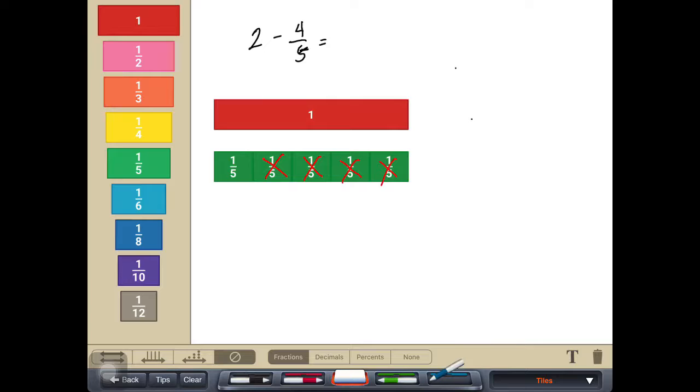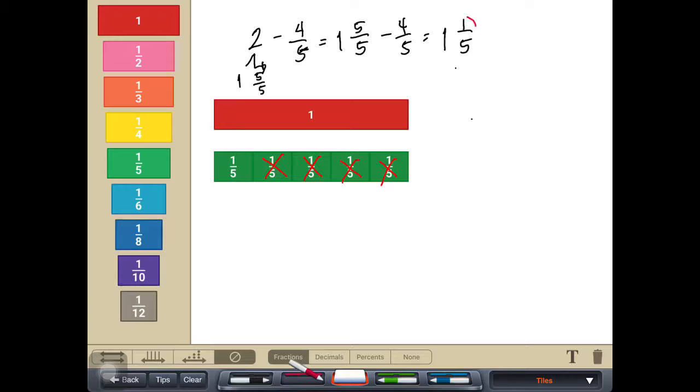So as you know, again, we change our whole number into a fraction. That's 1 and 5/5. Right? So that's 1 and 5/5 minus 4/5 will now give you 1 and 1/5.